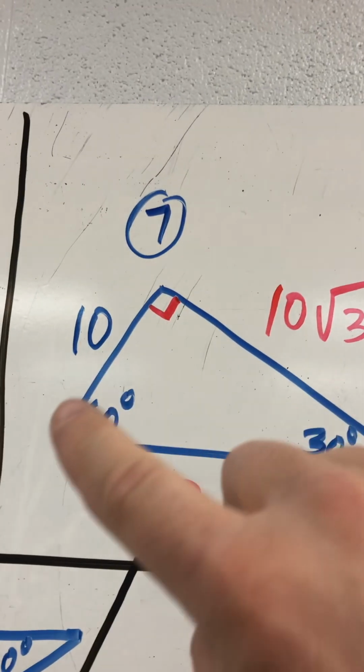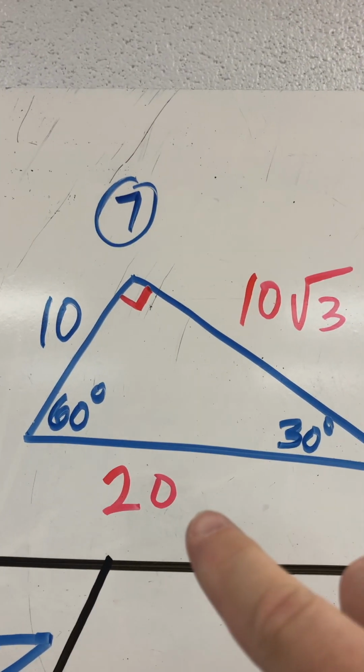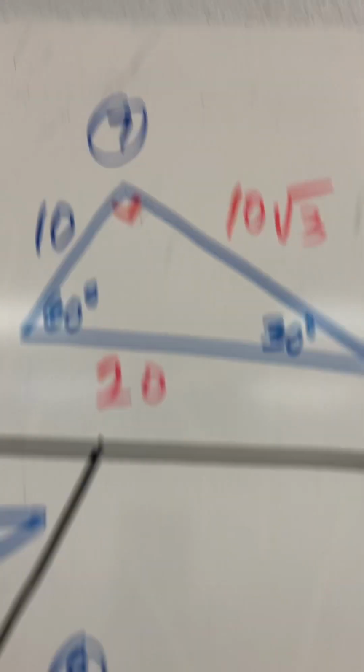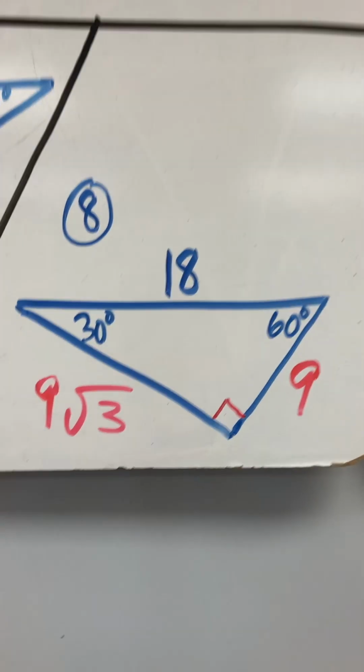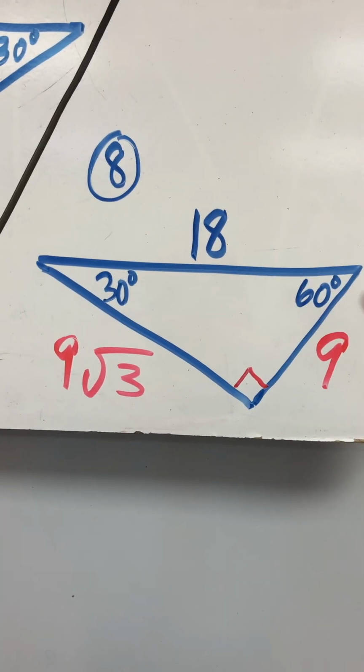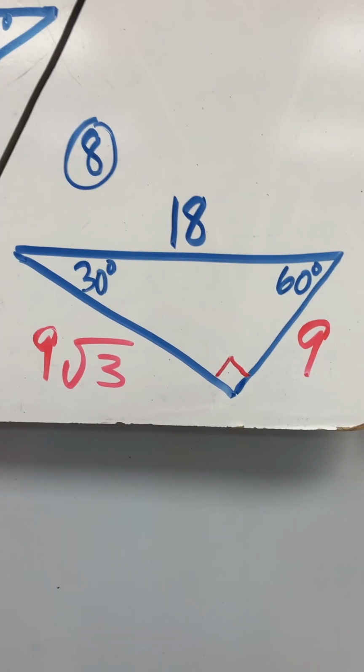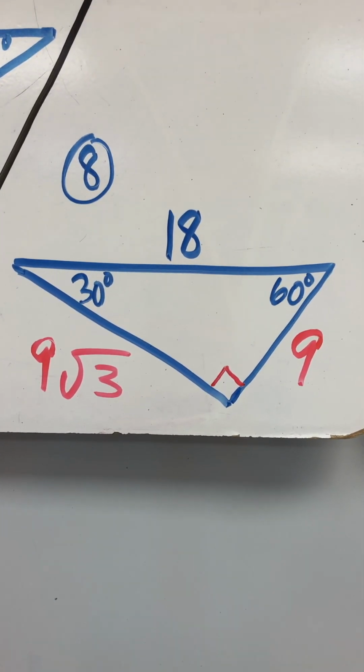What if the short leg is 10? The hypotenuse is 20, the long leg is 10 square root of 3. What if the hypotenuse is 18? The short leg is 9, half, and then times square root of 3 to get the long leg.